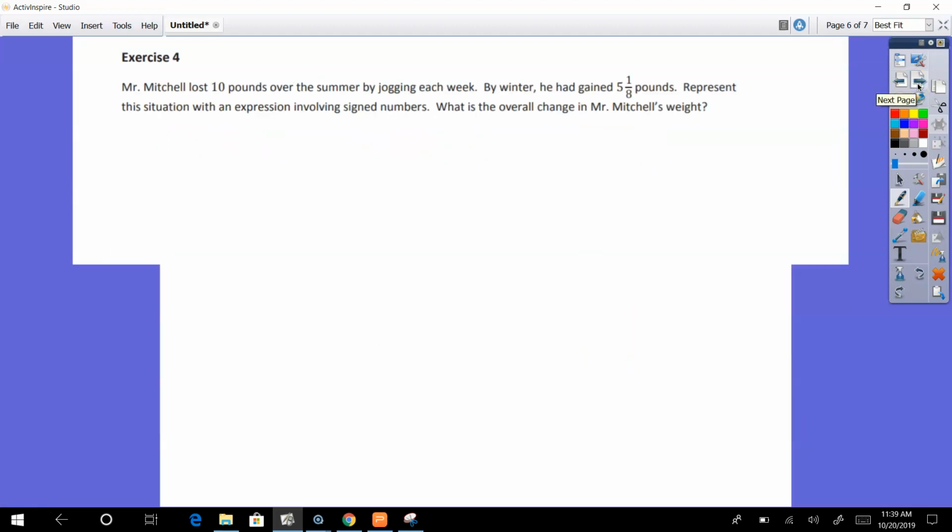In exercise 4, you are going to pause the video and try it on your own. Let's make sure we have our equation set up correctly first, though. So he lost 10 pounds. So this is representing negative 10 pounds. By winter, he gained 5 1/8 pounds. So plus positive. Represent the situation with an expression. So your expression was negative 10 plus 5 1/8.